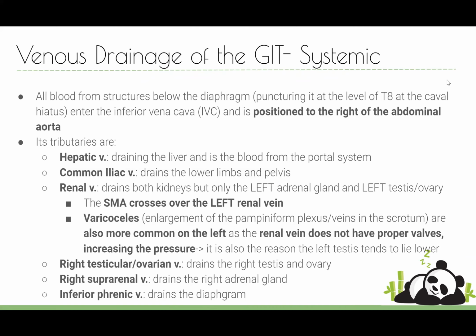The hepatic vein will drain the liver, and it's kind of like the big one, I guess. And then there's a whole bunch of these. The renal vein will drain both kidneys, but only the left adrenal gland, the left testes and ovaries. So the left renal vein, not obviously the right one. So the SMA will also cross over the left renal vein.